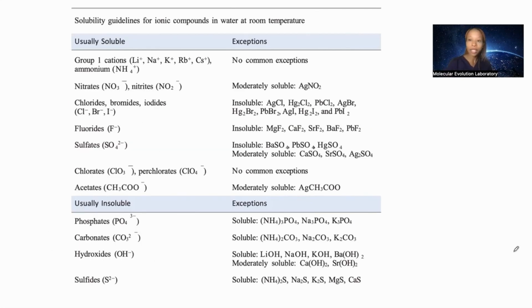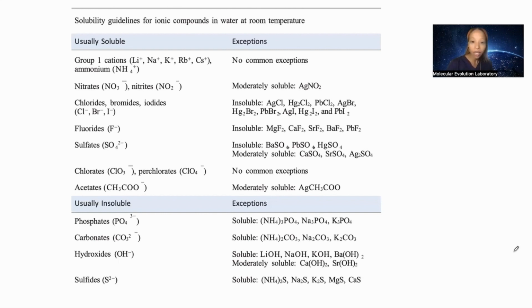There are different solubility rules which you guys should know. The group 1 elements, as previously mentioned, group 1 cations tend to be soluble, which means that they have the ability to dissolve in a solution. For example, lithium, sodium, potassium, rubidium, cesium, and ammonium tend to be highly soluble. The nitrates and nitrites tend to be soluble. Chlorides, bromides, iodides also tend to be soluble, as we mentioned before. Fluorides as well as sulfates.